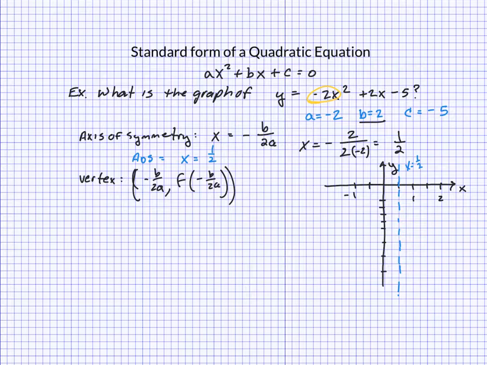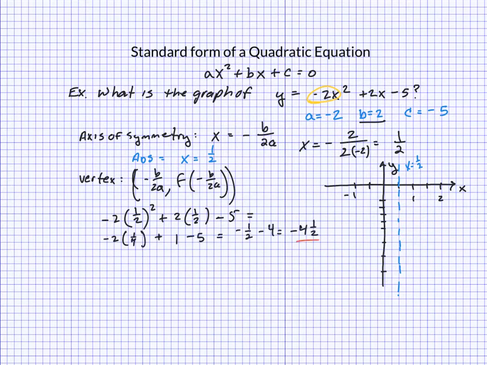Now moving forward, now that I have my axis of symmetry, I know I can find my vertex, because the x value of my vertex is negative b over 2a. My vertex is going to occur on my axis of symmetry. So what I'm going to do is evaluate my function with the value of x on my axis of symmetry, which we already determined is 1/2. If I replace x with 1/2 in my equation, that is going to give me my output, my y value.